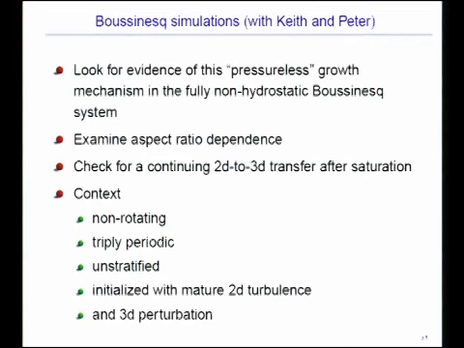So at the time, I had some funding to do climate stuff, and I talked with Peter, and we decided this was probably important for climate, and so we were able to get Keith Nahn to come work on it, and use Peter's triply periodic Boussinesq code in an order 1 aspect ratio cube with no rotation and no stratification to look at this problem. So the first thing we're interested in is, do we see any evidence of this pressureless or hydrostatic growth mechanism, this advective growth mechanism, in a fully non-hydrostatic context.